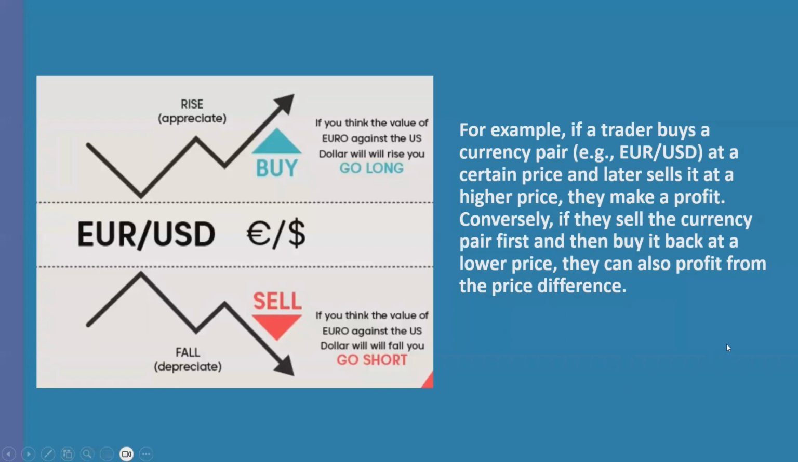For example, if a trader buys a currency pair, let's say Euro USD, where USD is the United States dollar, at a certain price and later sells it at a higher price, they can make a profit. And it's the same if they do the opposite. If they sell the same currency pair first and then buy it back at a lower price, they can also profit from the price difference.